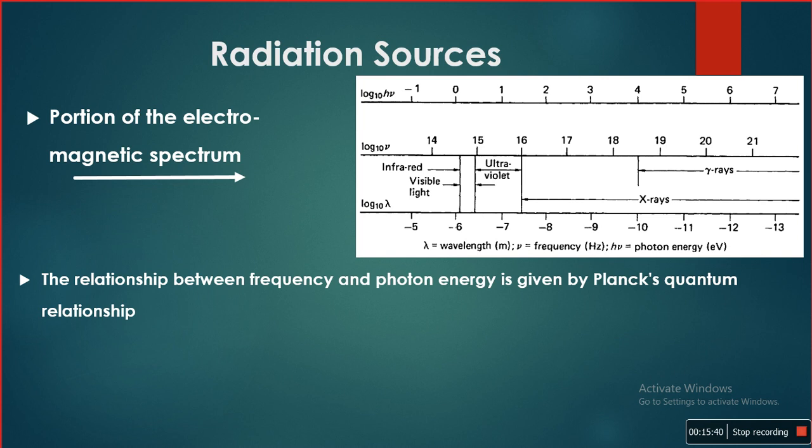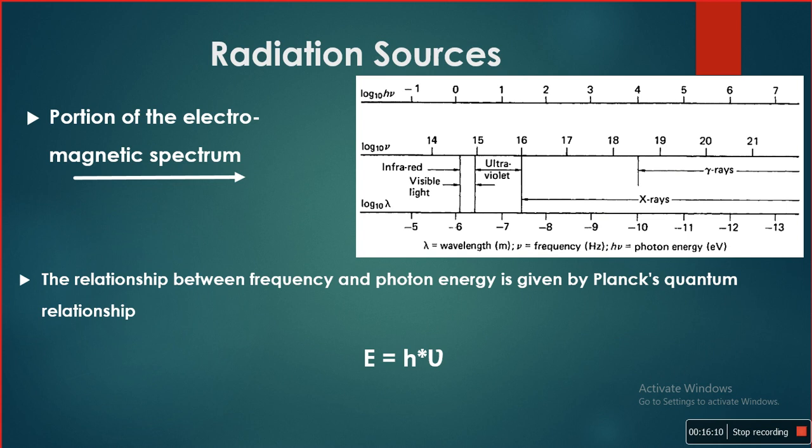So if you consider this diagram, X-ray has a lower frequency as compared to gamma ray, and its wavelength is somewhat longer than the gamma ray. So the relationship between the frequency and photon energy is Planck's quantum relationship.